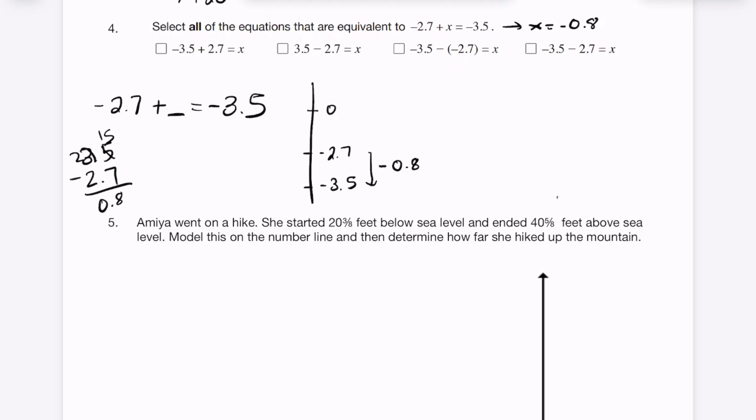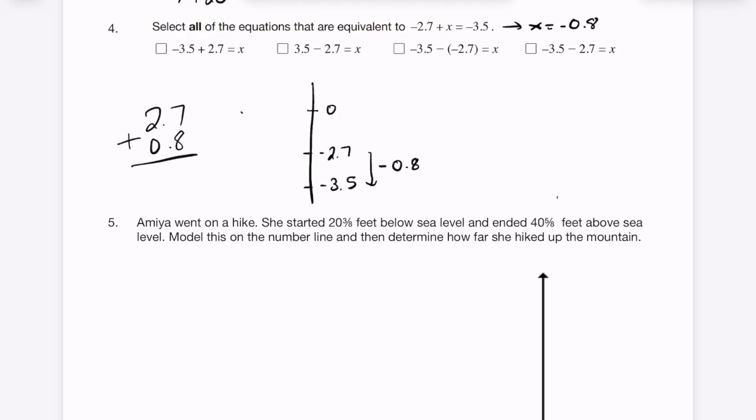And you could also check that by adding them together. So 2.7 plus 0.8: 7 plus 8 is 15, carry the 1, you get 3.5. But they're both negative, so it's -3.5.